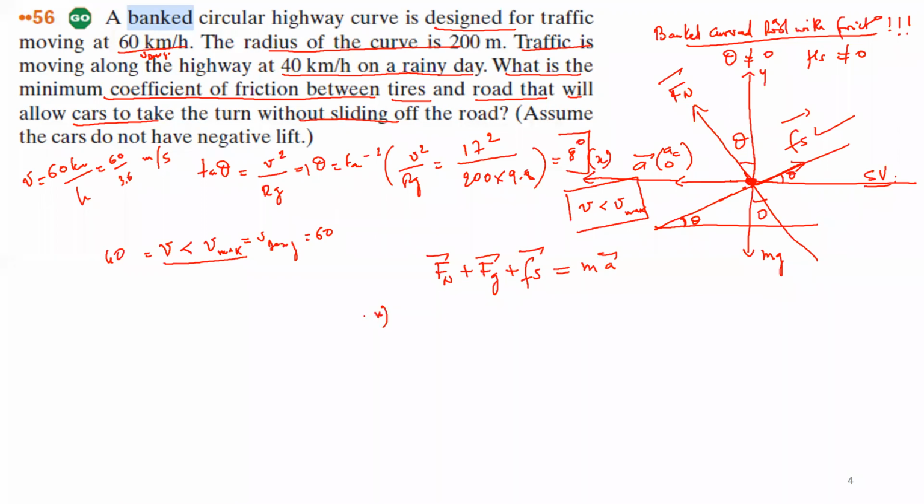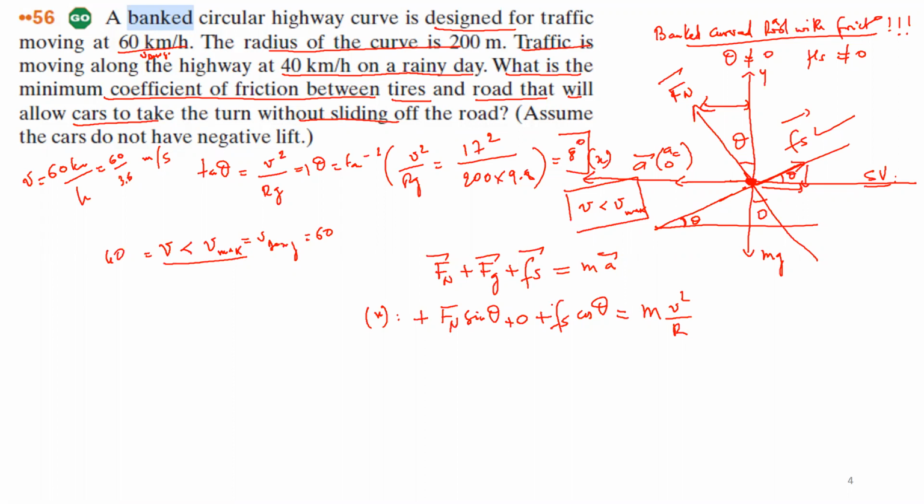Now let me project it along the X-axis. Fn along X, of course, this is what I have. This is Fn along X. It will be plus Fn sine theta. What is Fg along X? It is 0. What is Fs along X? So this is what I need here. So it will be plus Fs cosine theta. And this is equal to m ax. But ax is a centripetal acceleration. So it will be v squared over R. Okay. And along X here, this is what I have.